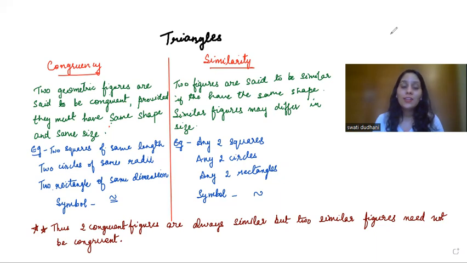So firstly, in the previous class 9th, we have already learnt about congruency. And in this year, we have similarity. So let us know the major difference between similarity and congruency.